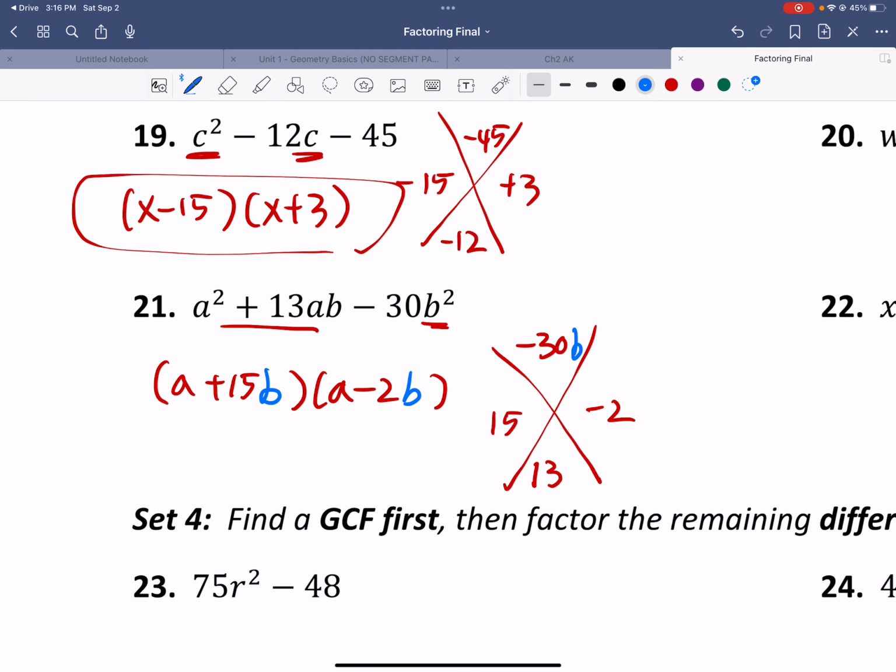Because supposedly you actually have to put b squared and b here, with a minus 15b and minus b. But isn't it too confusing if I put b here like that? So for me, when I see any variable at the end like that, I just add b at the end. Because when you multiply this one back, you will actually get this one at the end, okay?